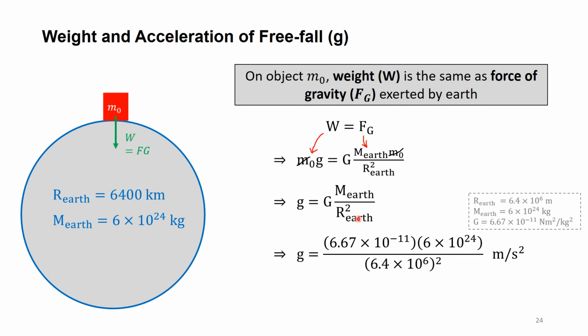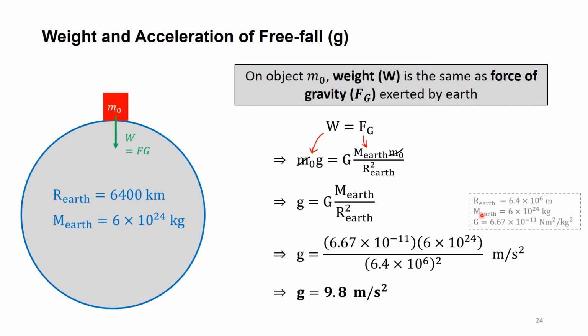Okay, so these are the values that you plug in here: mass of the Earth, radius of the Earth, and g listed in this corner. And when you do the calculation, you end up with 9.8 meters per second squared. Okay, so that's the story behind the acceleration of free fall.